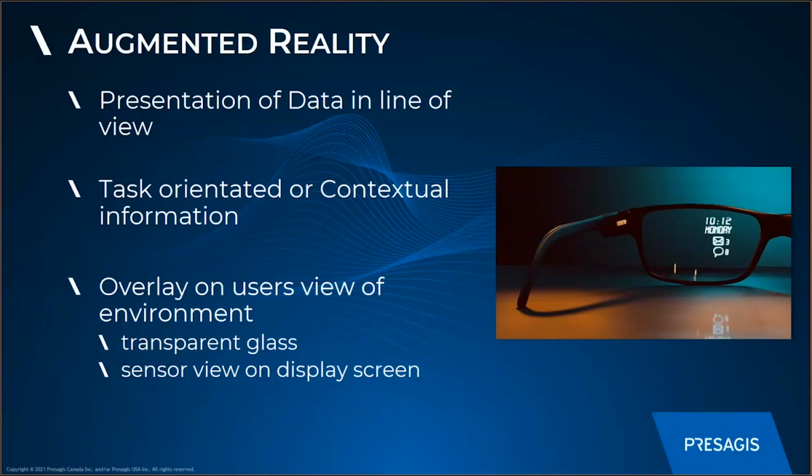And this could be transparent glass, a set of glasses, it could be some other method, or it can be a sensor view on a computer generated screen, overlaid with data on top of that. And typically what we're talking about in this type of augmented reality is a 2D representation superimposed on top of the scene you're viewing.